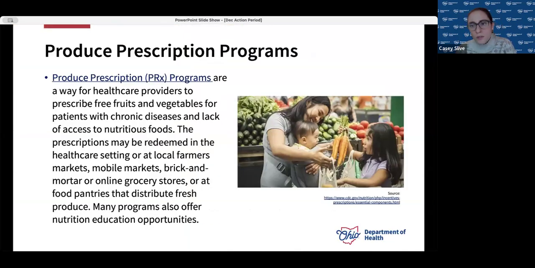So, kind of speaking of food as medicine, which I know is a hot topic nowadays, I wanted to cover specifically produce prescription programs. They're one of the food as medicine interventions. They're a way for healthcare providers to provide free fruits and vegetables for patients with chronic diseases and lack of access to nutritious foods. Prescriptions may be redeemed in the healthcare setting or at local farmers markets, mobile markets, grocery stores, pantries, etc.